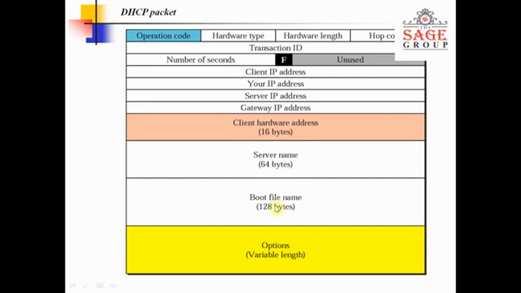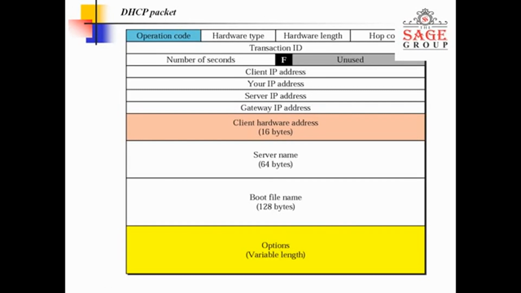Boot file name. Boot file name is an application for the server side. Its length is 128, and then the optional field. Suppose we have to send some message; with the help of the optional field we have to send that message. In future, we will read about the packet format with the help of operation codes.